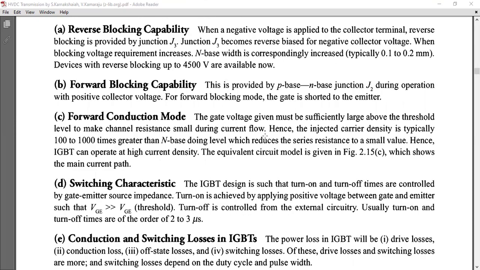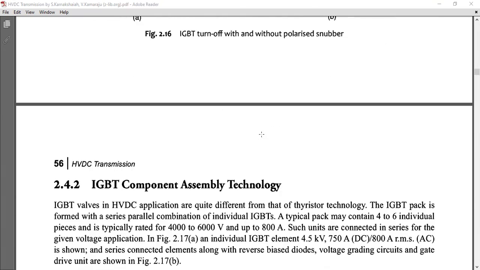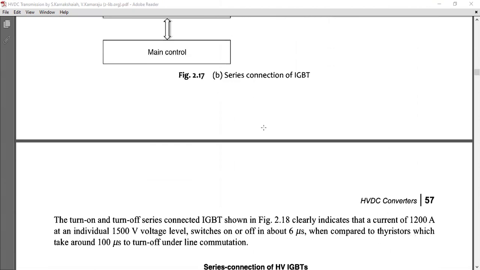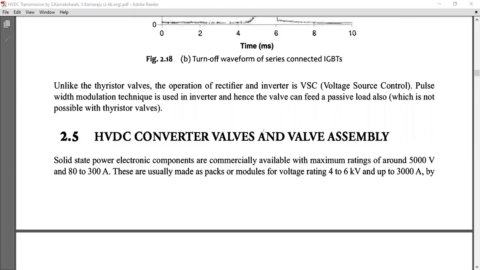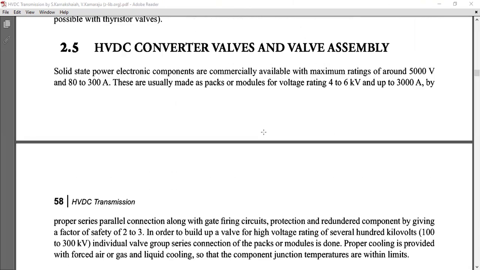Next topic. Now we will see the HVDC converter valves and valve assembly. This is mainly of two types: thyristor valve assembly and IGBT valve assembly.